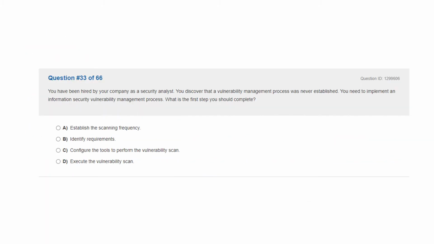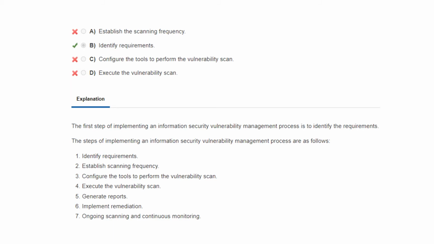Question 33. You have been hired by your company as a security analyst. You discover that a vulnerability management process was never established. You need to implement an information security vulnerability management process. What is the first step that you should complete? The correct answer here is B, identify requirements.